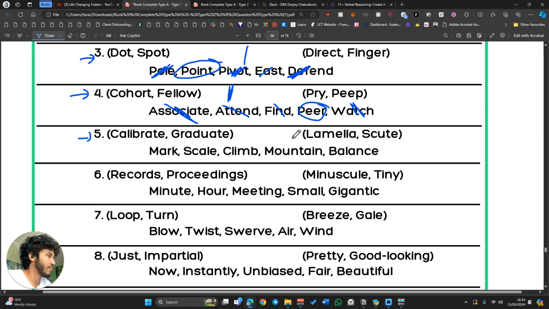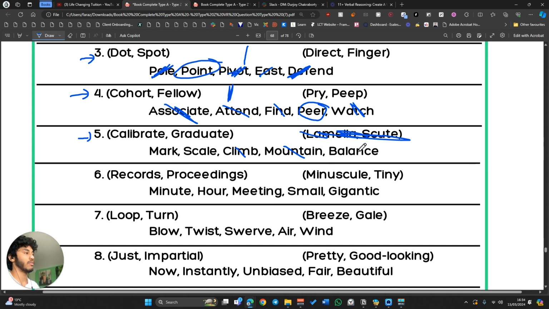So question 5, again do the same thing, ignore it and then look at first set. Calibrate, graduate. So these two are like when you're setting up a piece of equipment. So if you're graduating an equipment or calibrating it, sort of the meaning. So mark would sort of be similar to that. Scale again is sort of similar to that. Climb and mountain are definitely not. Balance is again similar to it.